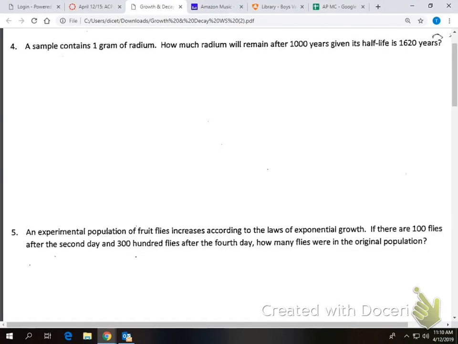All right. So a sample contains 1 gram of radium. How much radium will remain after 1,000 years, given its half-life is 1,620 years? So we need to find the rate that it's decaying. Okay, so you've done these before. Let's just say half-life means whatever you had at the end of that half-life, you have half of it, right?